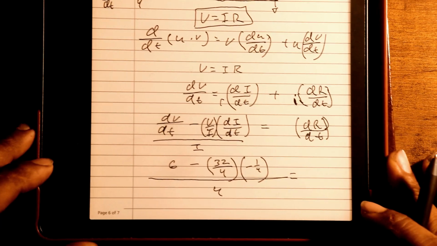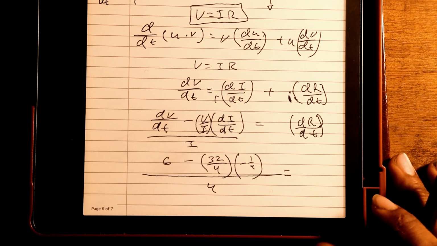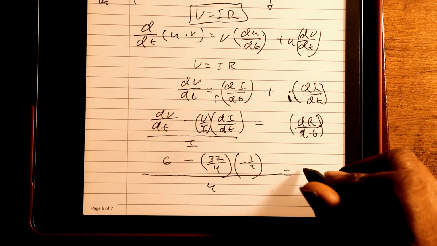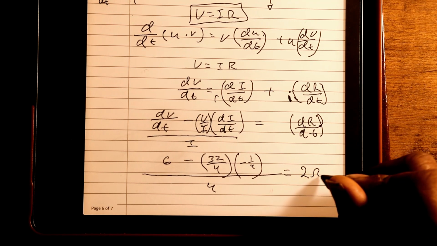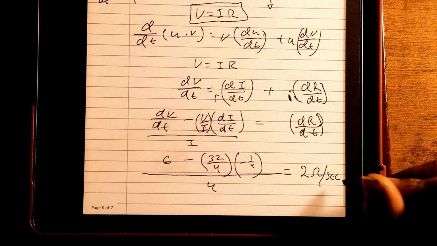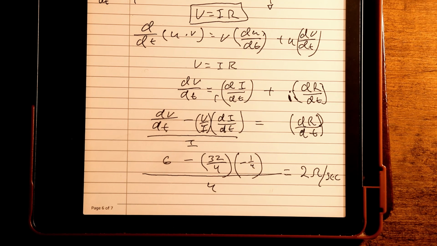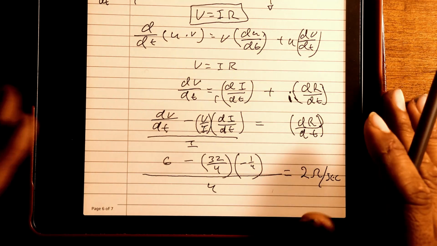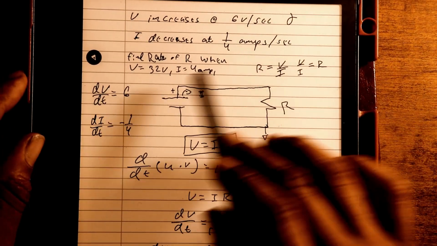Now you see that the math is very simple, right? The arithmetic is pretty simple. If you put that all into your calculator, you should get 2 ohms per second. That's the rate of change of this resistor when such a voltage is applied to it.